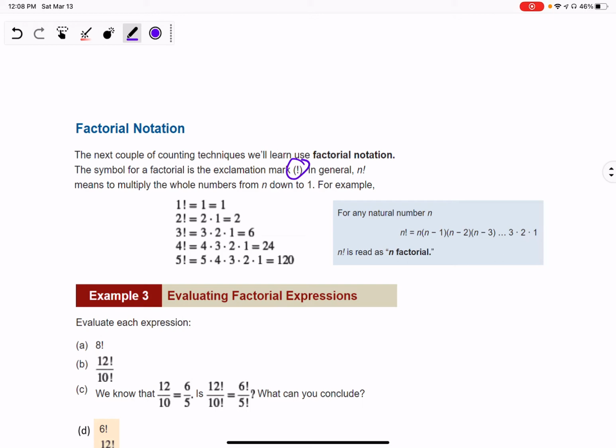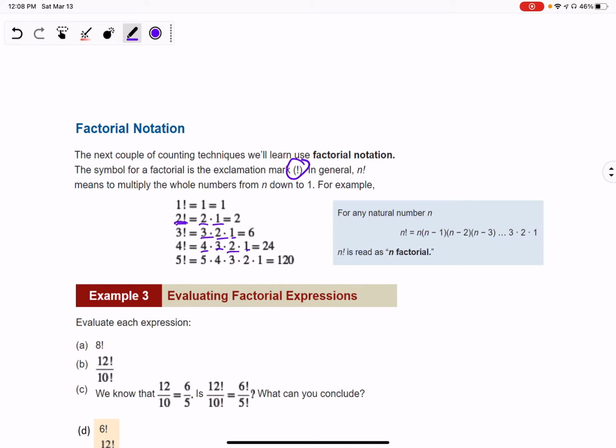Here's our example. If it says 1 factorial, it's just going to be 1. If it says 2 factorial, we're multiplying 2 times 1. 3 factorial, 3 times 2 times 1. 4 factorial, 4 times 3 times 2 times 1. So on and so forth. So whatever factorial they're giving us, we're multiplying that number by all the numbers below it.